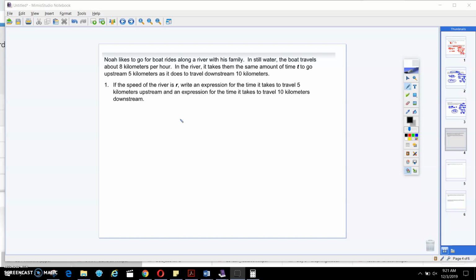Okay, so first thing, upstream versus downstream. I don't know if you know this, but it's a lot easier to travel downstream than it is to travel upstream. Like if you're swimming with the current, it's a lot easier. If you're swimming against the current, a lot more difficult.